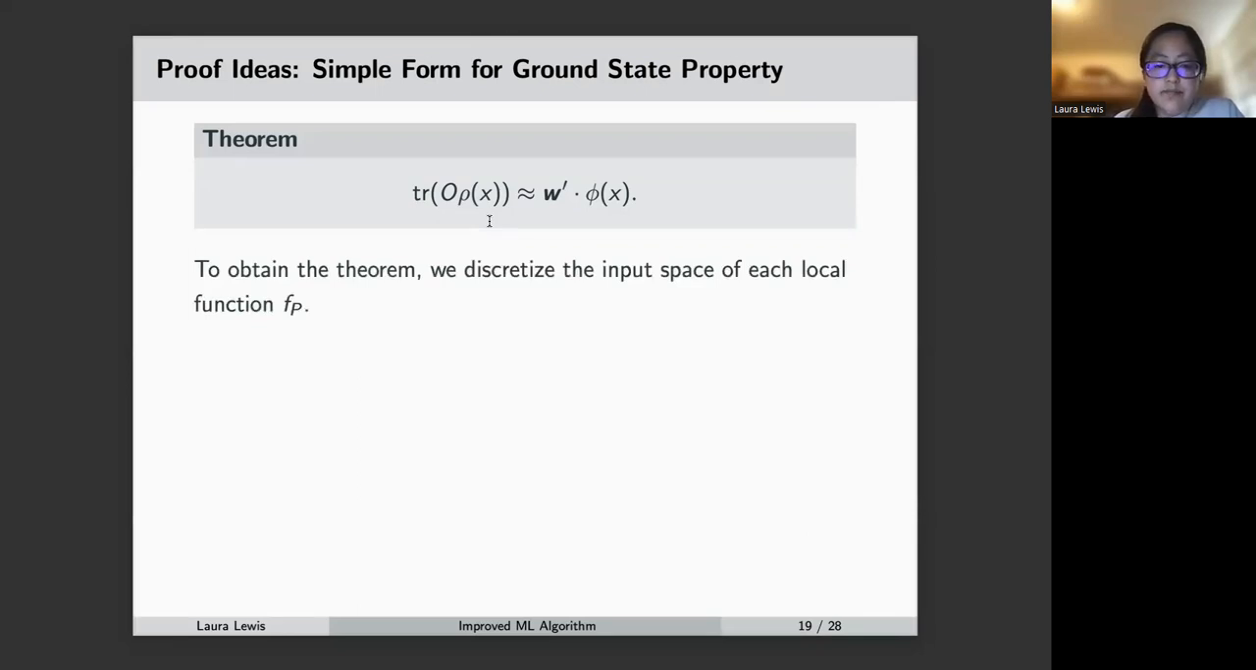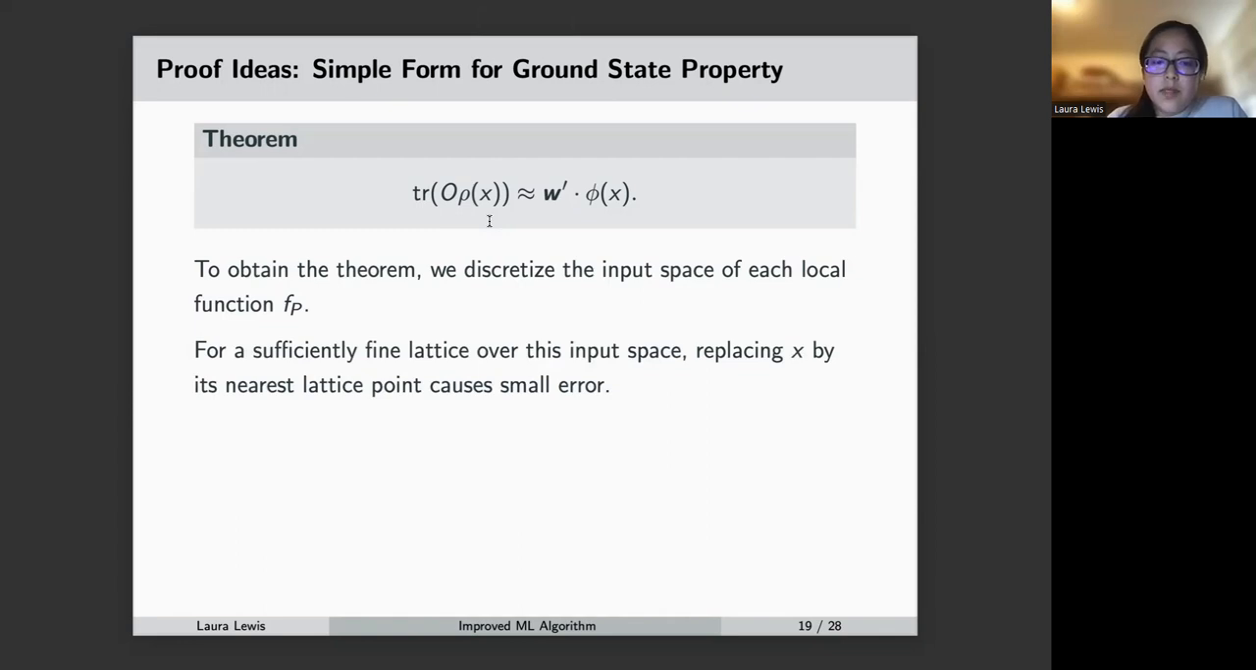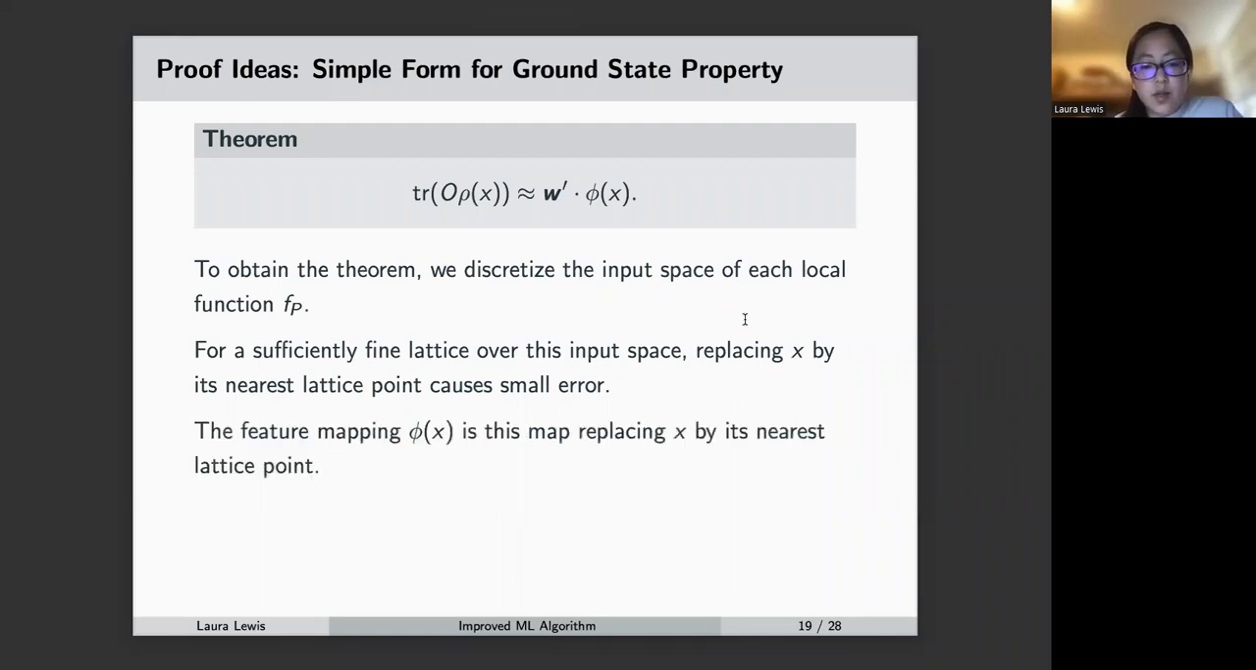And the way that we do this is we discretize the input space of each local function, f_p. So for a sufficiently fine lattice over this input space, if we replace x by its nearest lattice point, we can show, using the smoothness of these f_p functions, that this causes a small amount of error. And what I mean by replacing x by its nearest lattice point will become clear when I mention this feature mapping. So the feature mapping phi of x is just exactly what I mean by replacing x by its nearest lattice point.